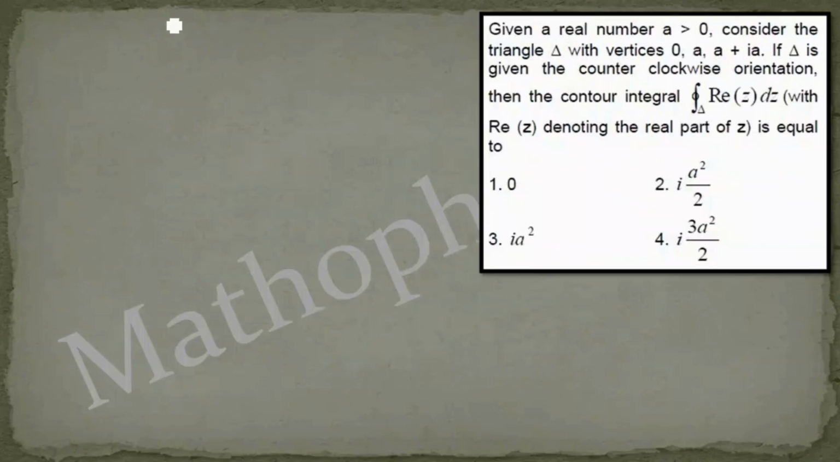Let's look at the next question. Given a real number a greater than 0, consider the triangle with vertices 0, a and a plus ia. If the triangle is given a counterclockwise orientation, then the contour integral of real part of z. They have asked the integral of real part of z.